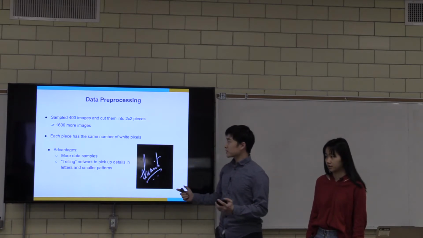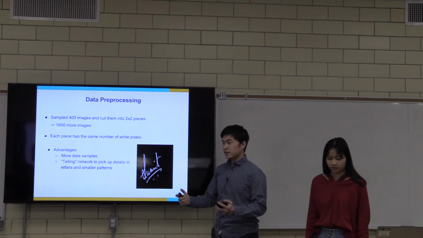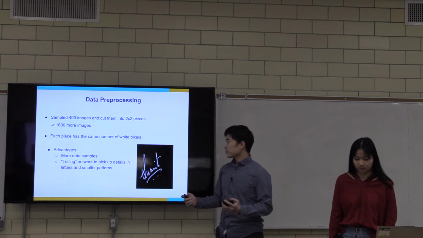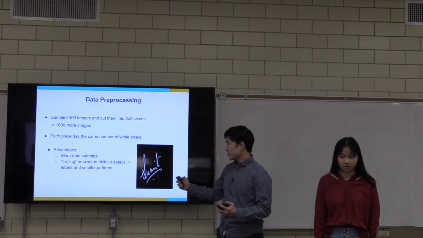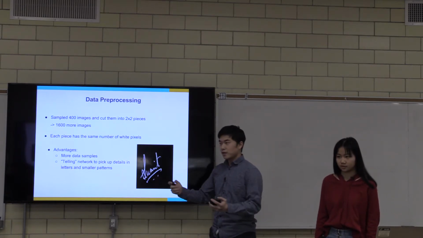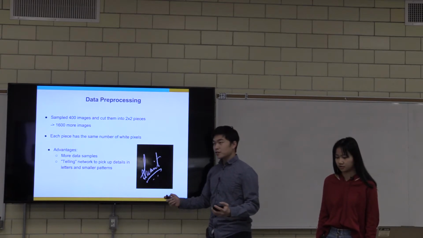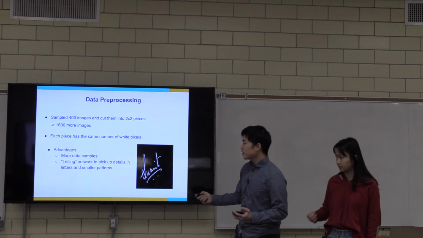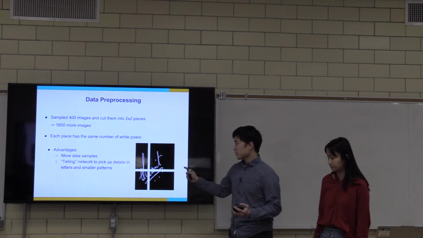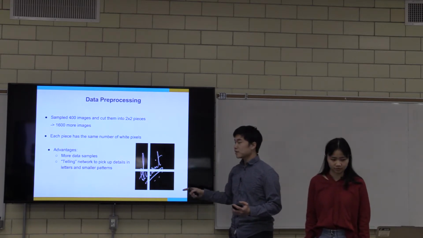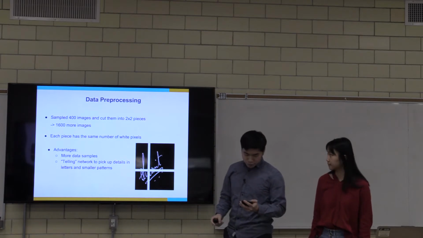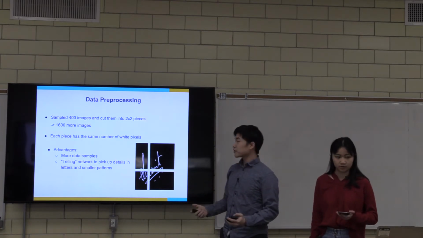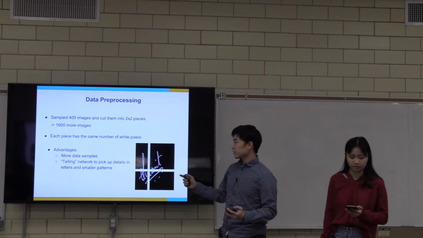And also, after the training test split, we only have 40 distinct names in our data set. So we were concerned about not having enough distinct shapes, and the model may overfit to the 40 names. So we cut the images into 2 by 2 pieces. By doing so, we were telling the network to focus on the smaller details in smaller patterns.